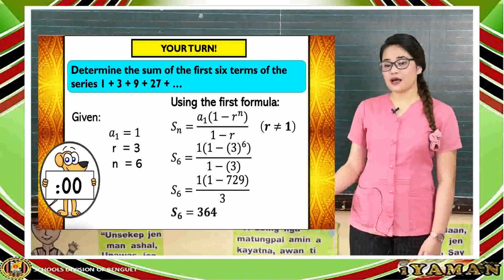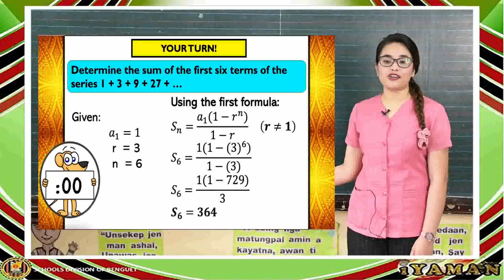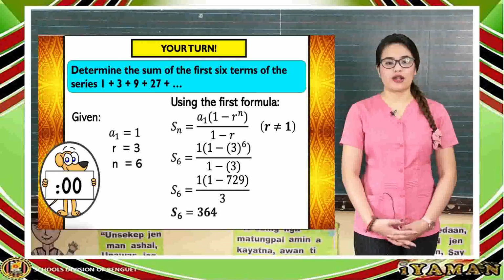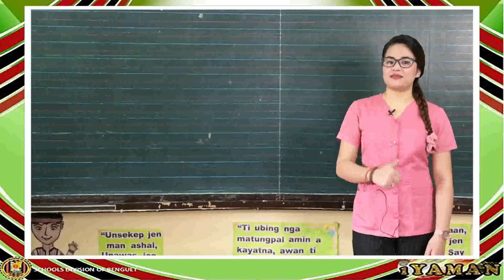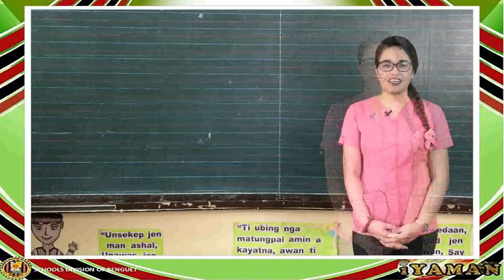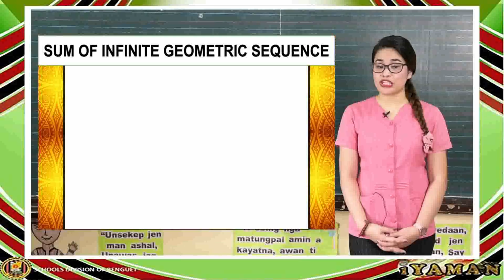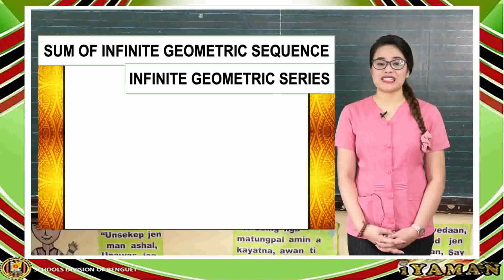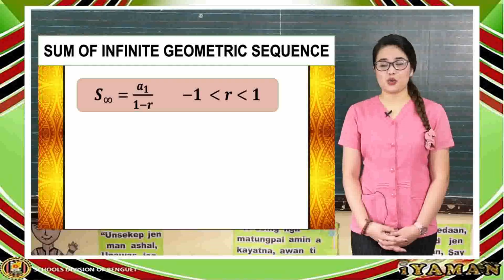Therefore, the sum of the first 6 terms of the sequence is equal to 364. Did you get that right? Awesome. If not, keep trying. Okay, now let's move on to the sum of infinite geometric sequence or infinite geometric series. So here we will only use one formula.